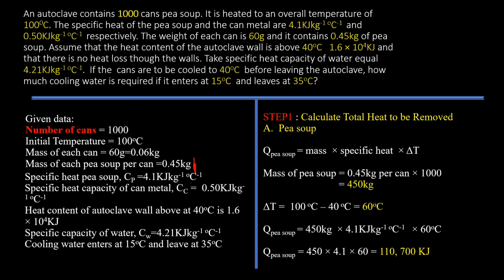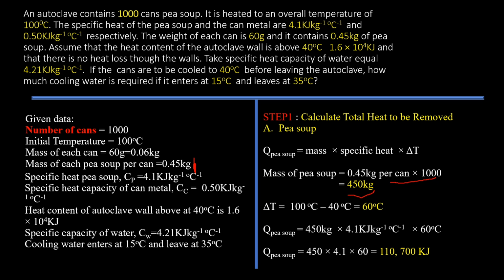But we have 1000 pea soup. This 0.45 kilogram is for just a single soup within just a can, and we are considering 1000. So we have to multiply by 1000 to know the total mass of the pea soup. To calculate the total mass, we multiply 0.45 times 1000 to get 450 kilogram. So that is the mass of the pea soup.